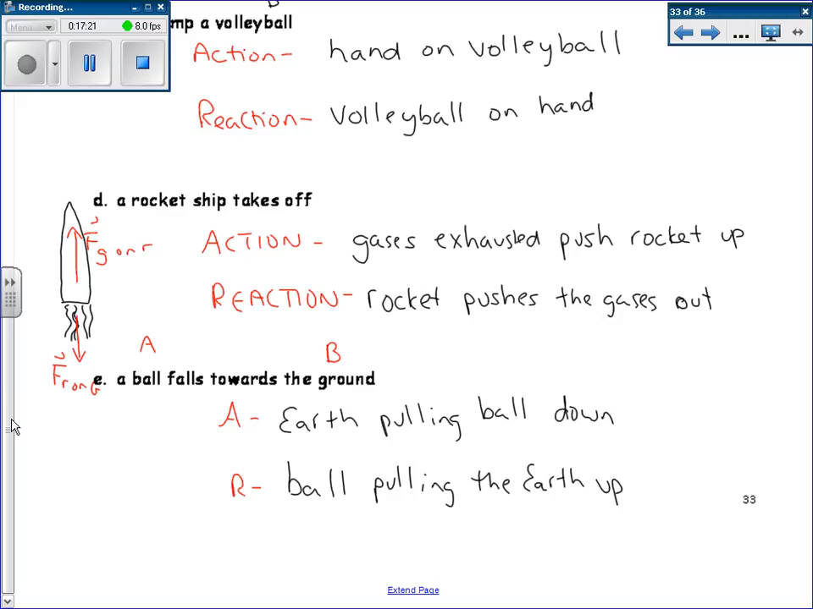Okay, so we'll do a couple calculation examples just to see what it is that we can do with this law.